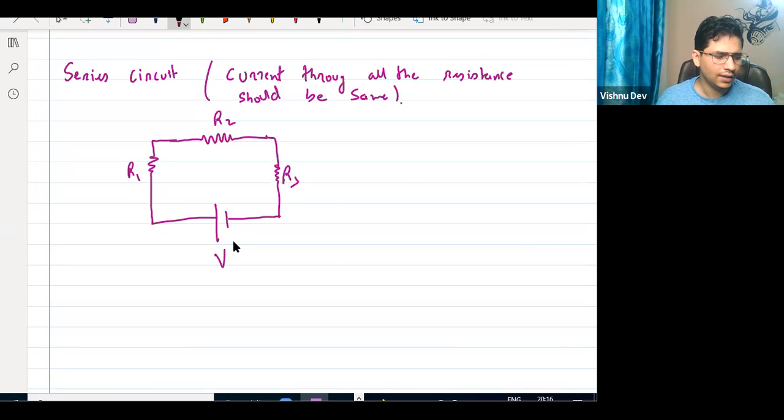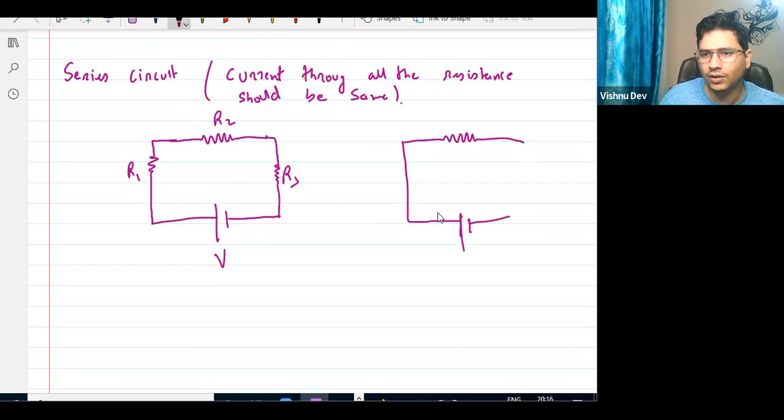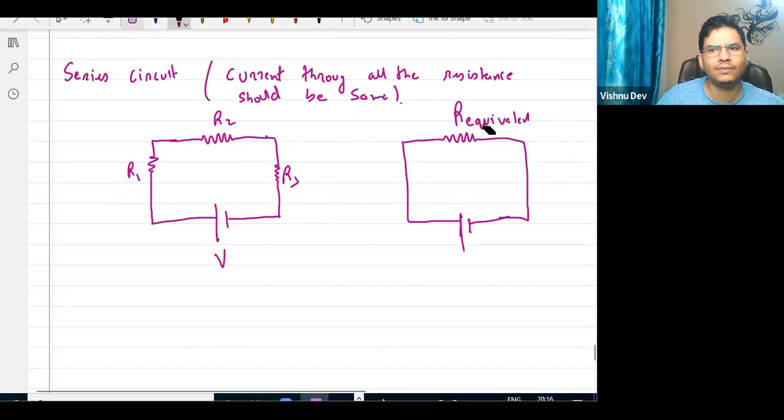Since all of them are in series, what I want to do is replace these three resistances and use only one resistance, whose value will be equal to all three resistances. So instead of using three resistances, I want only one resistance. This is called R equivalent, or you can just say REQ. It's just a random variable name I have given.